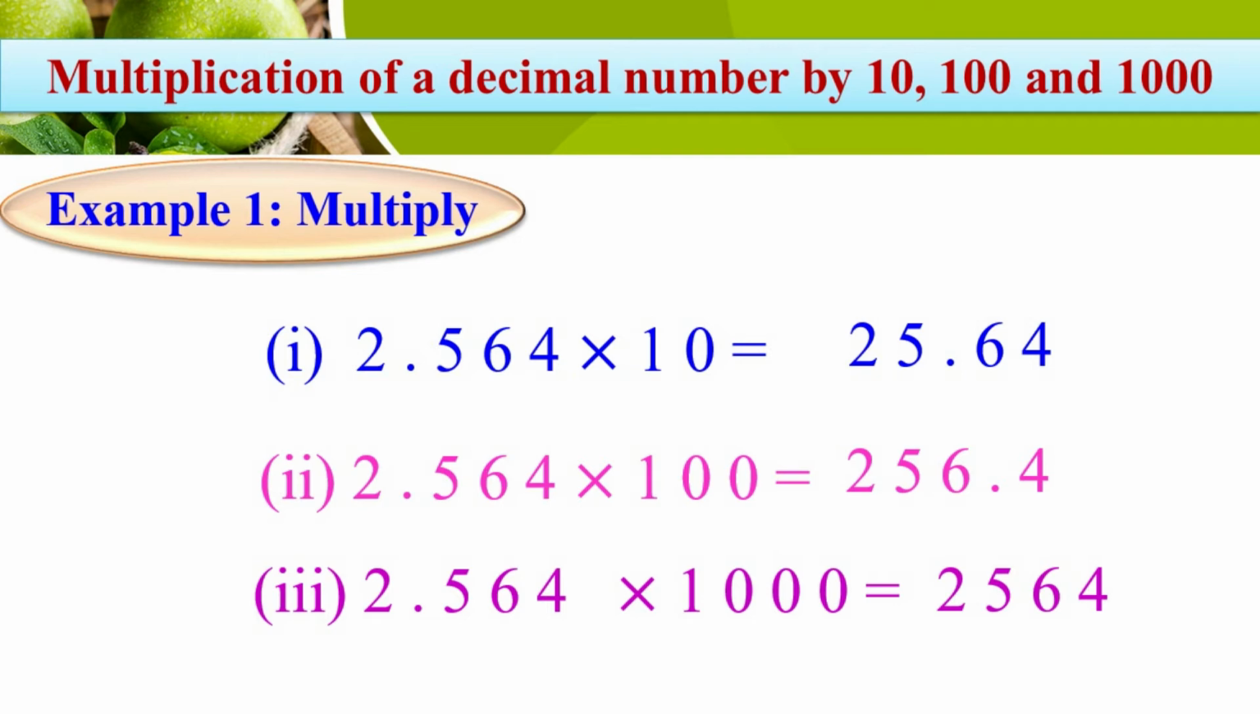10 means moves one place to the right. 100 means moves 2 places to the right. 1000 means moves 3 places to the right.